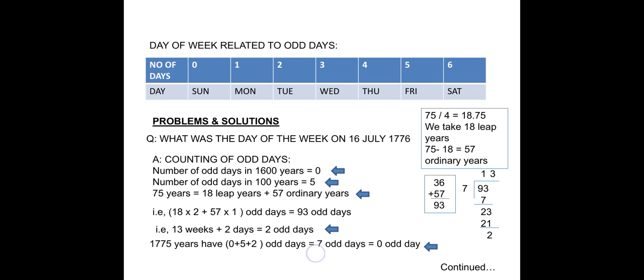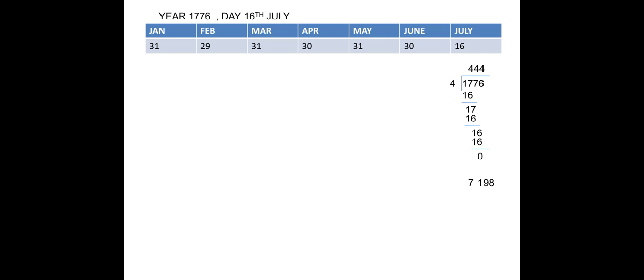We need to find 16th July 1776. Which day is it? So 1776, I divided it by 4 and I get the remainder as 0. So it is a leap year. For the year 1776, let us see each month. Since it is a leap year, February has 29 days. So January 31 days, February 29, March 31, April 30, May 31, June 30 and July 16. That is the day we need.